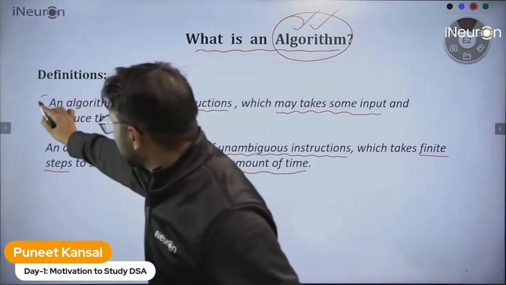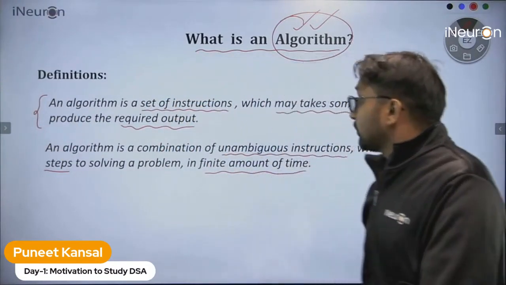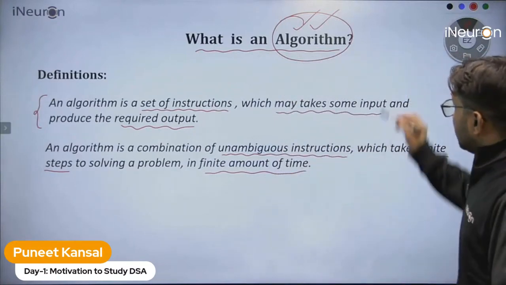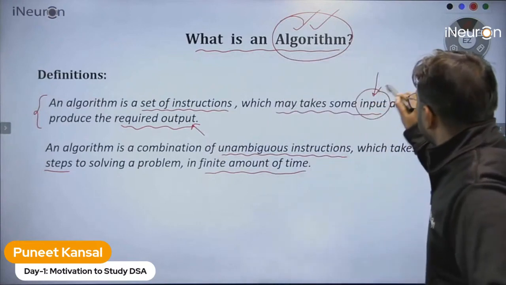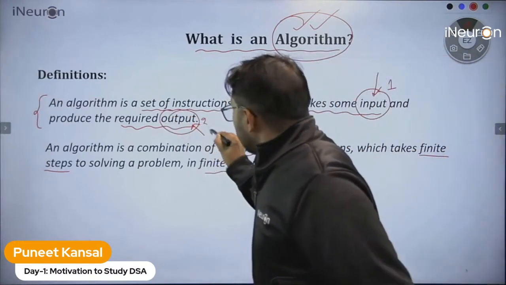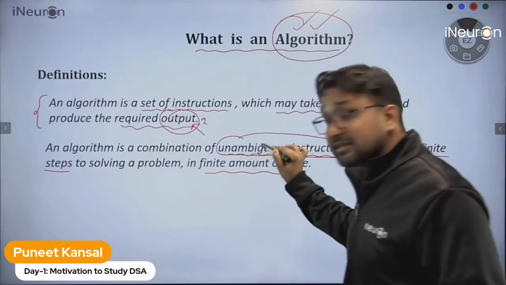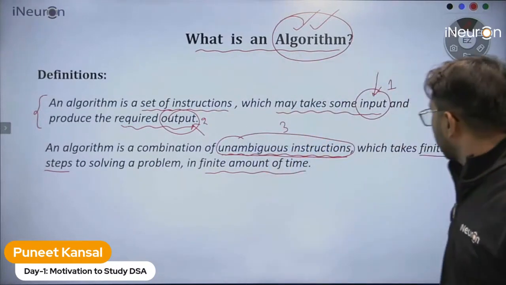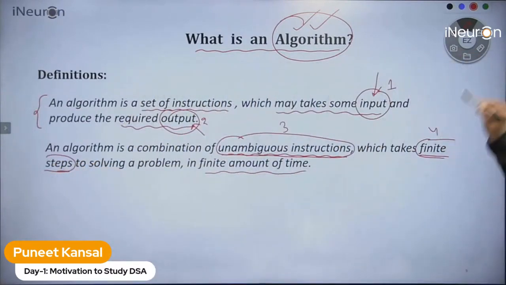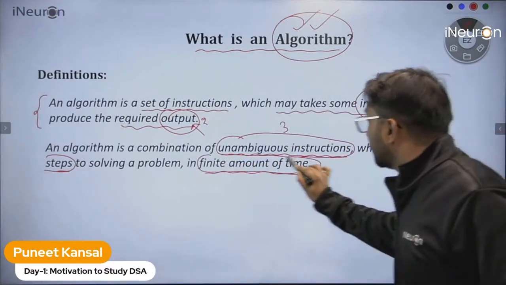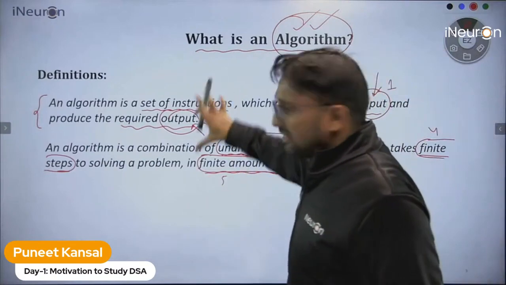For example, in this definition, Cormen added two important properties of the algorithm. The first property is related to the input, and the second property is related to the output. In my definition, I also add some more properties. An algorithm is a combination of unambiguous instructions. This is a property of the algorithm. Another property is that it takes finite steps to execute. The fourth one: it takes a finite amount of time to execute. This is the fifth one. So I inserted five important properties of the algorithm in these two definitions.